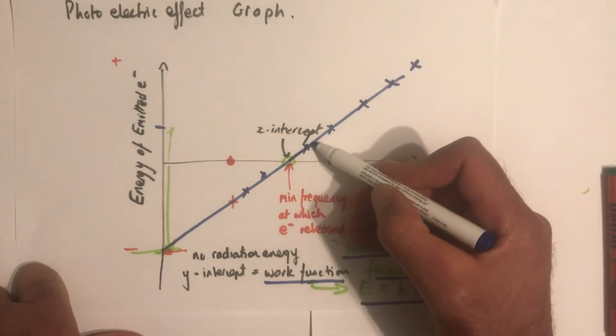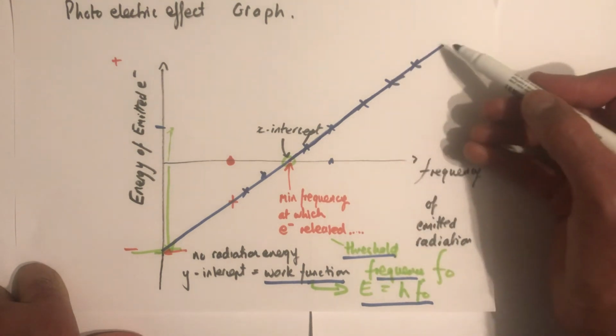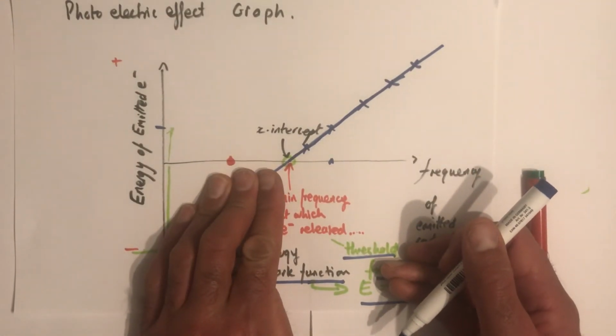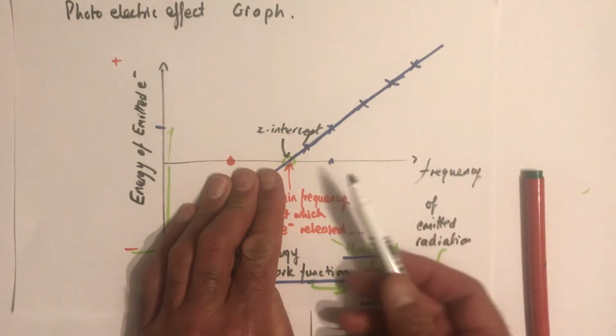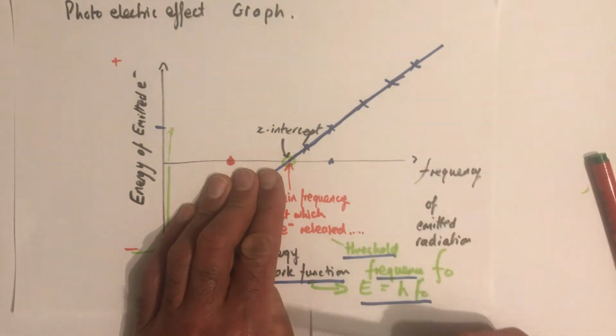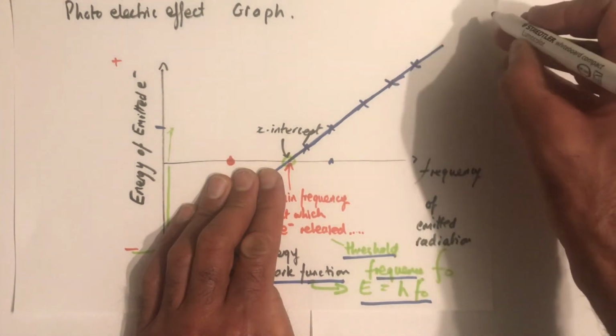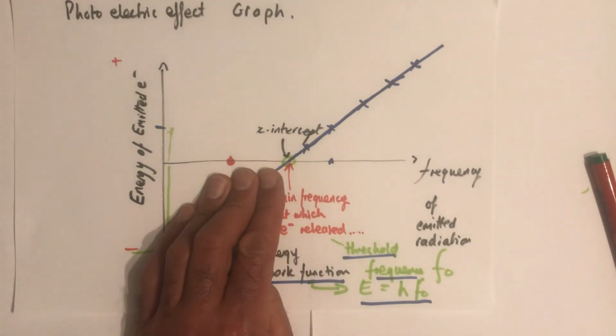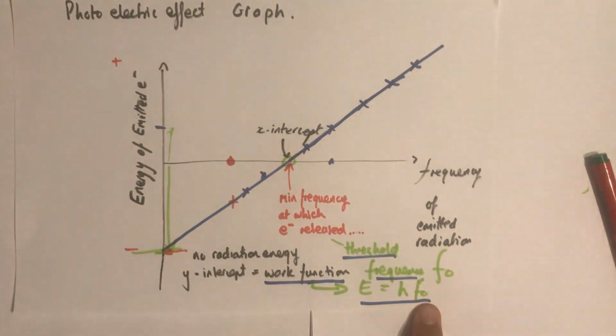And then when you made up the line, you could work back. You couldn't access this region of the graph. You couldn't do that experimentally. But you could do a variety of different frequencies, measure the kinetic energy of the emitted electron, and then do a line of best fit back to find this threshold frequency. Okay, I'm going to stop there and do a quick example.